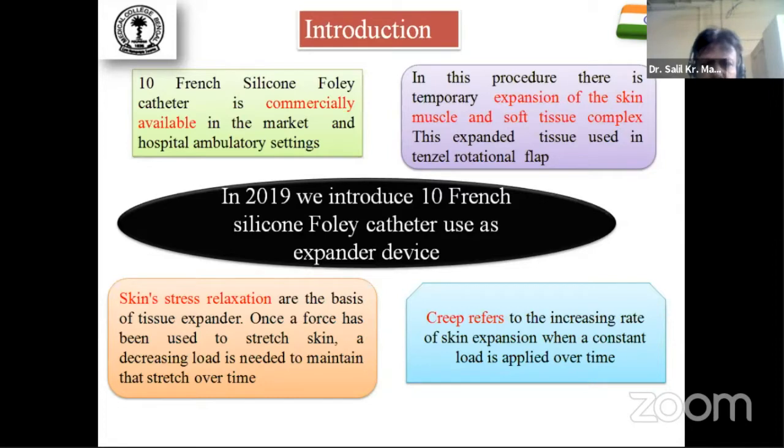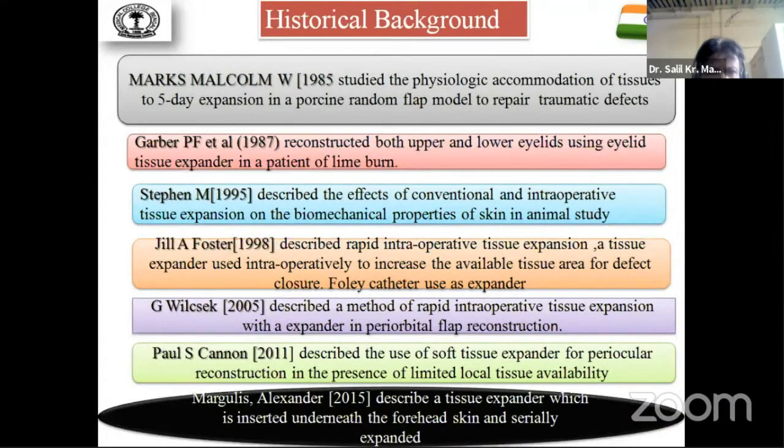In 2019, we introduced a 10 French silicone Foley's catheter as an expander device. The basis is the skin stress relaxation at the base of the tissue expander. Once a force has been used to stretch the skin, a decreasing load is needed to maintain the stretch over time. Creep refers to the increased rate of skin expansion when a constant load is applied over time. Scientists who applied the tissue expander include Malcolm 1985, Giver 1987, Jivixon 2005, and Alexander 2015. We started in 2018-19 with this expander.